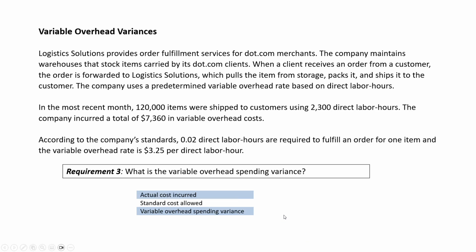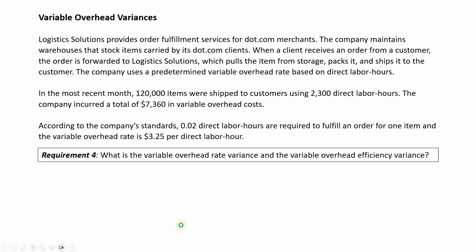Now that we know that, compare that to the actual cost of variable overhead of $7,360 minus that standard cost allowed of $7,800, and the dollar difference is $440. We identify it as favorable here because we spent less than we anticipated. So very similar to what we did with the other variable manufacturing costs of material and labor, we're going to break down this spending variance between the price that we paid for variable overhead per direct labor hour versus the quantity of direct labor it actually took, and isolate those into two different variances.